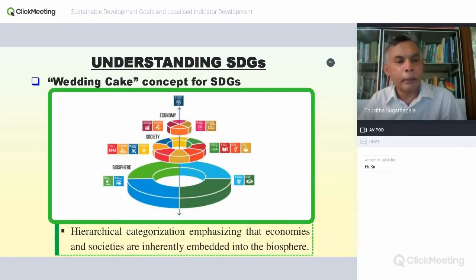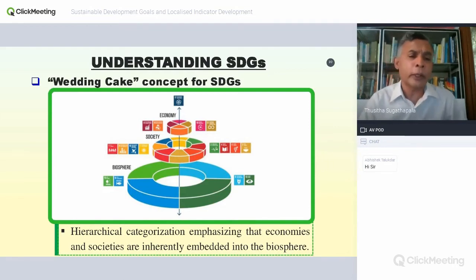Another way of doing it, there are many ways. I just put up one more thing. We call it the wedding cake, which indicates the way you can cluster the 17 SDGs such that you can show hierarchical levels, which indicate that economy and society are inherently embedded in the biosphere. That concept is very important: in today's context, the importance of the environment and biosphere becomes prime, while we are talking about economic and social development.